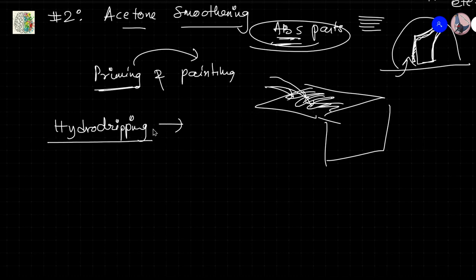On YouTube, you can see hydro dipping. It's a very good looking process, and you will be very happy to see some examples. Many helmets and all are being customized by this hydro dipping. Whatever patterns you want, you can get by hydro dipping. If you want a camouflage pattern on your helmet, then hydro dipping will be a very good process.